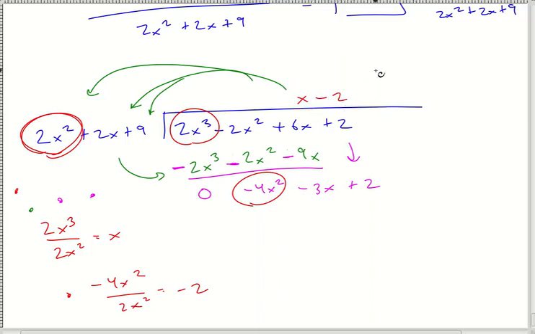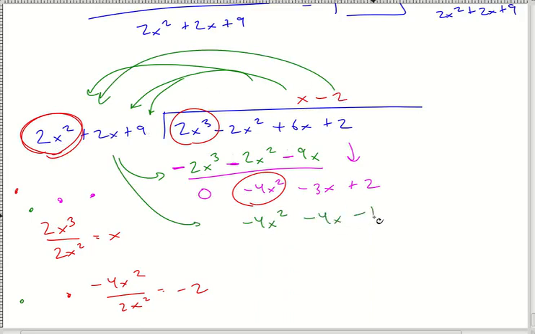They're going to want a remainder here. I mean, it might be 0. It might not. I don't know. But we have got to keep going. Negative 2, multiply, bring it down. Negative 2 times the 2x squared is negative 4x squared. Negative 2 times positive 2x is a negative 4x. And negative 2 times the 9 is a negative 18.